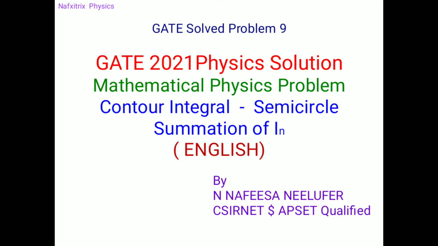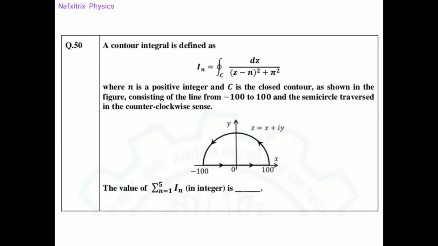So let's discuss a problem from GATE 2021 physics. This is from mathematical physics. It is related to the contour integral and semicircular path, and here we need to find the summation of I_n. So this is the problem.